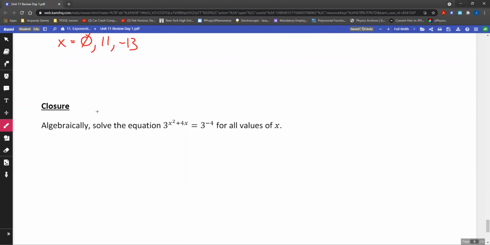This is the last one. So they want us to solve this equation. The nice thing is that these bases are the same, so I can immediately go to setting the exponents equal, move the 4 over, factor this. So this will become x plus 2, x plus 2, which means x equals negative 2. I can plug that in, and I should get the same thing.